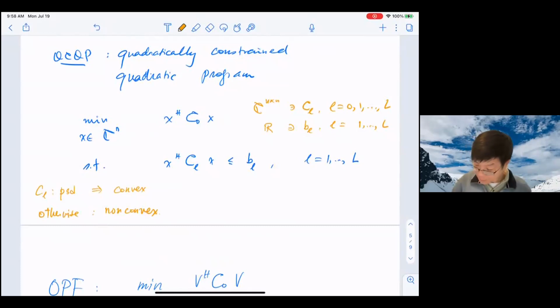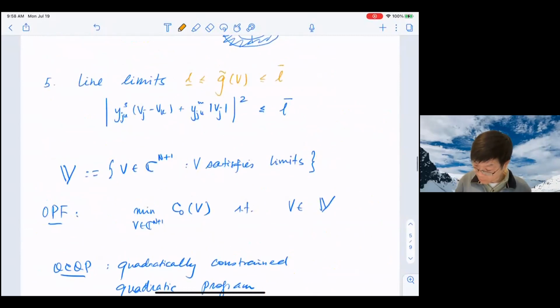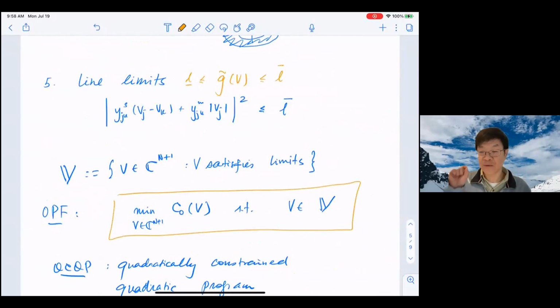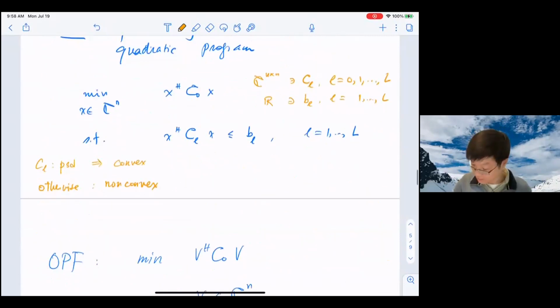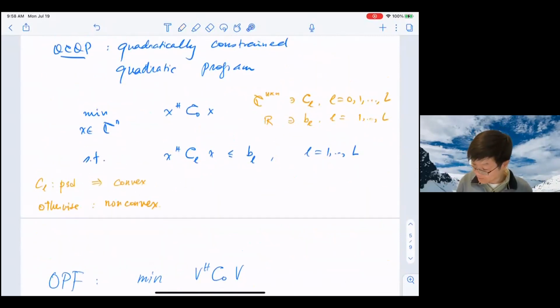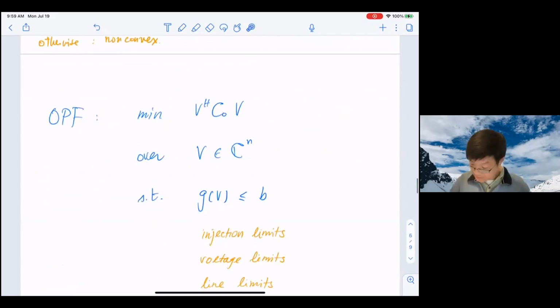So let's put the OPF problem, which we formulated here, in QCQP format. And then we can see what the corresponding matrices are, right? So what are these matrices? The important things are the matrices. And we'll see that it's not PSD. It's not even Hermitian. But that is easy to fix. And therefore, we get a non-convex problem. Okay, so let's do that.